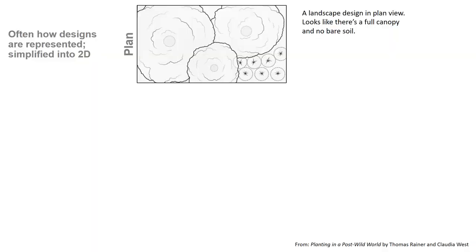So let's take a moment and think about how this works in a design setting. Oftentimes designers, and even if you're sketching something for your own backyard, you might start with what's called a plan view. This is a bird's eye view, or otherwise looking down on the landscape. And so plants are usually drawn as different sized circles or maybe other graphical symbols to indicate how they look. So this is a plan view and the canopy looks super full. We can see that the circles are overlapping and we don't perceive that there's a whole lot of bare ground here.